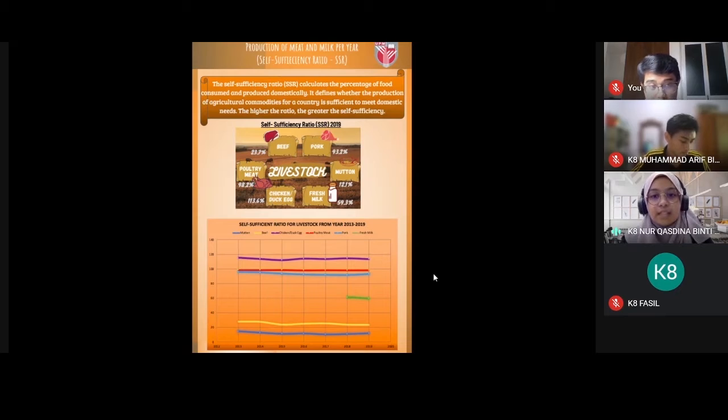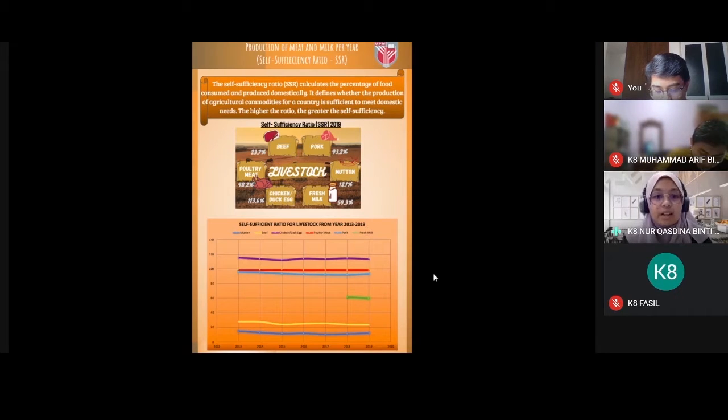What does this mean? When the SSR is 100%, it means that the rate of food production is equal to the food consumption. If it is greater than 100, it shows that we produce more food than we consume. For the excess food, some will be exported to other countries. And if it is below 100%, it means we consume more than we produce. Thus, this is why some of the food we need to import from other countries.